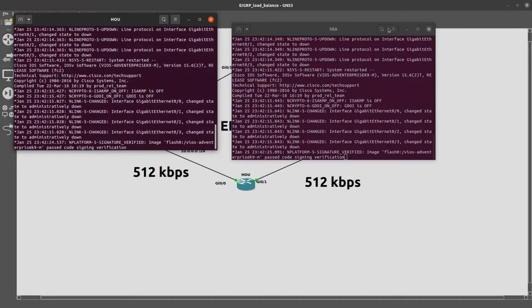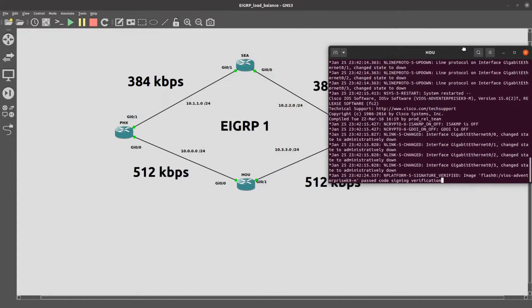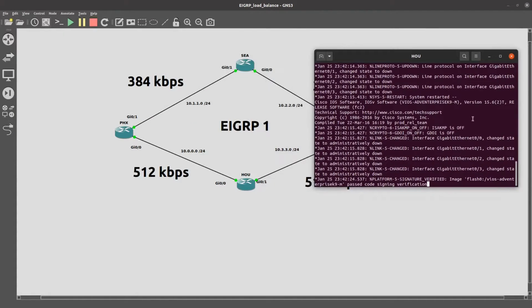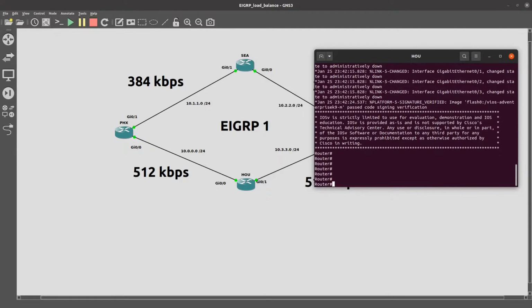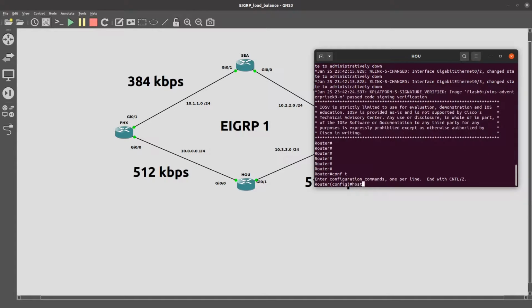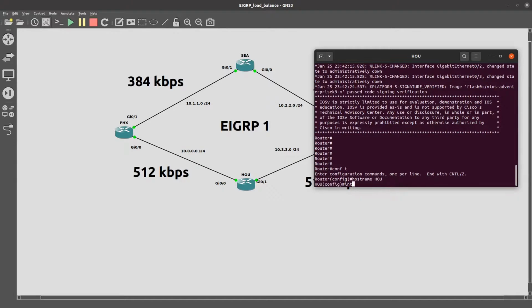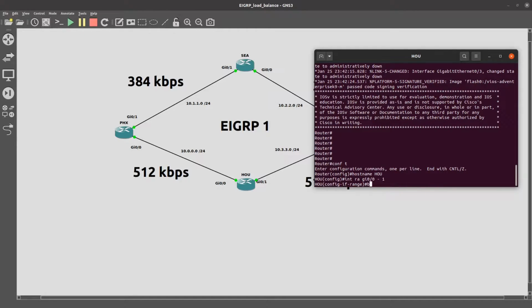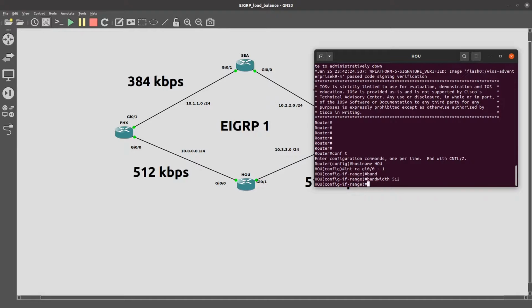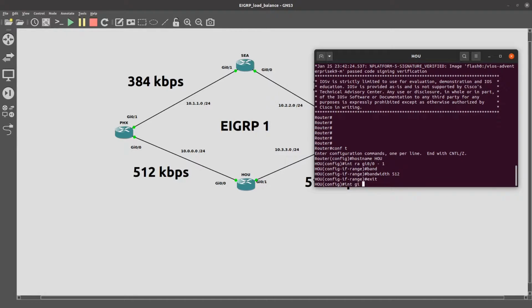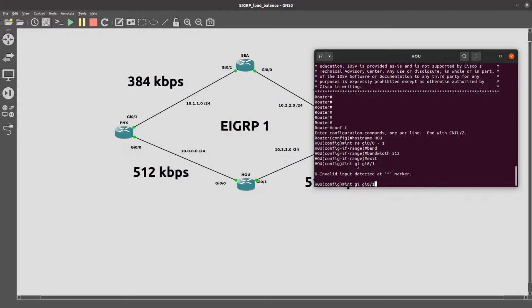We'll start with the Houston router, guys. Let's do some configuration. On both of its interfaces, we're going to give them the bandwidth of 512. So first, host name, then they're going to go interface range gig 0/0 through gig 0/1. We can set the bandwidth like this. Then go back into the individual interfaces and give an IP address.